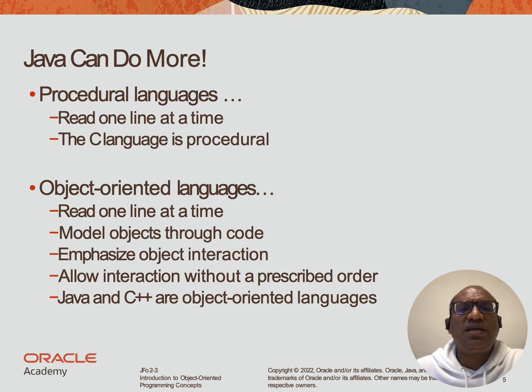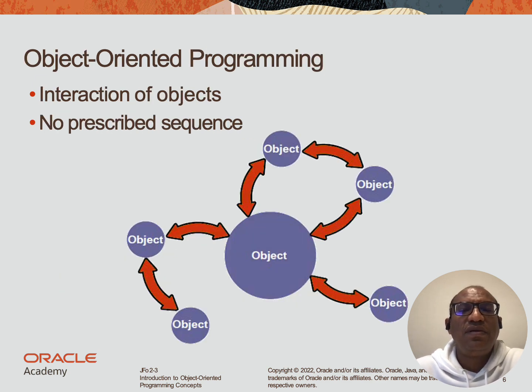Procedural languages like C can run line by line with specific sequences. Object-oriented programming languages like Java model objects and allow for more flexible interaction between parts. The diagram illustrates how object-oriented programming stresses the interaction of objects.